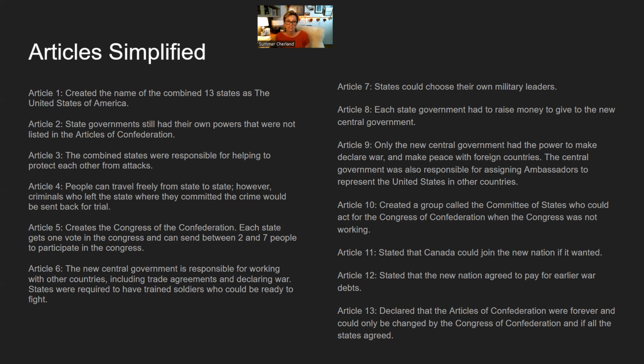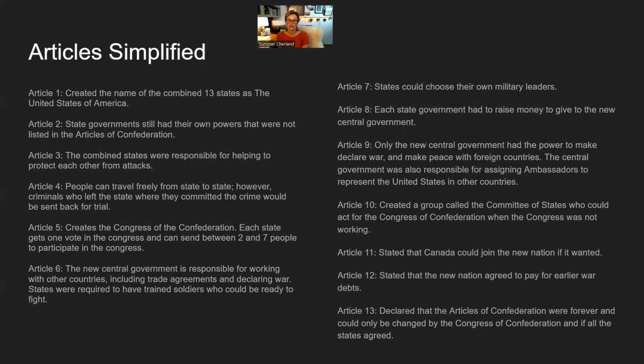Article 7 is that states could choose their own military leaders. And Article 8 is that each state needs to give some money to the central government. Now, how that's enforceable, remember, how do you enforce these things? Up to you. Article 9. Now, if you were assigned Article 9, it's a very long article. It's difficult to understand, but basically it says only the new central government could make and declare war or make and declare peace. So no one state could declare that on the part of all 13 states, the central government had to do that.